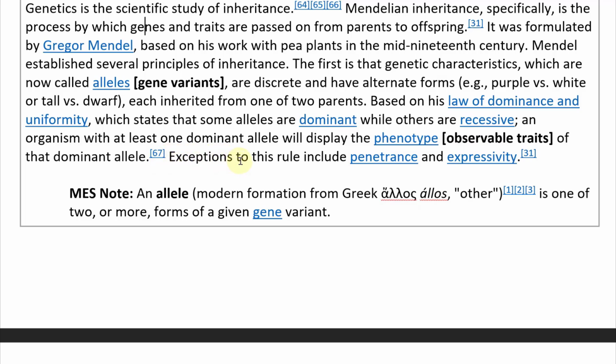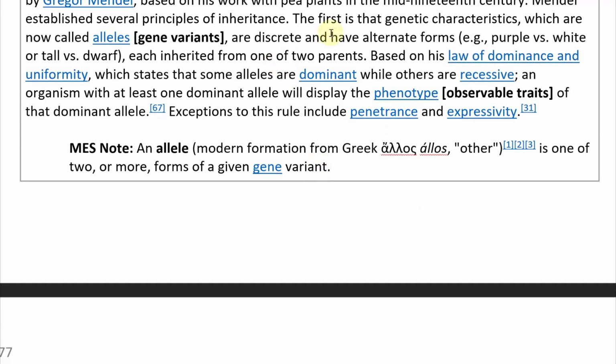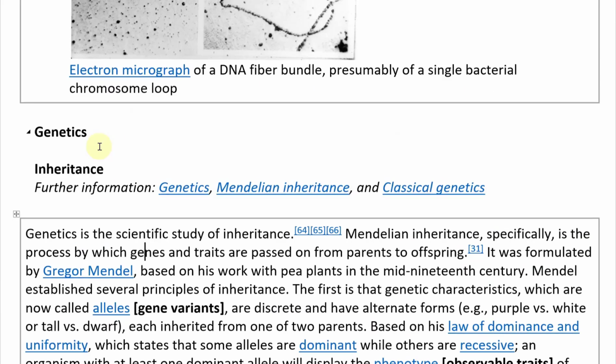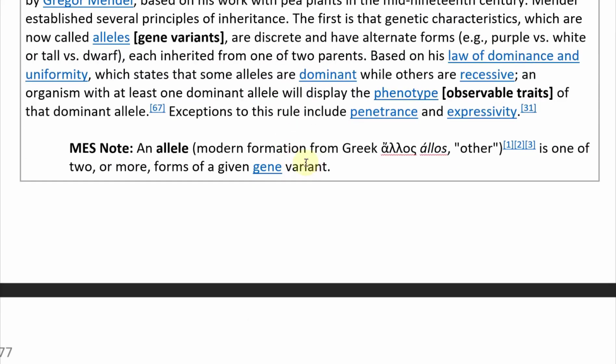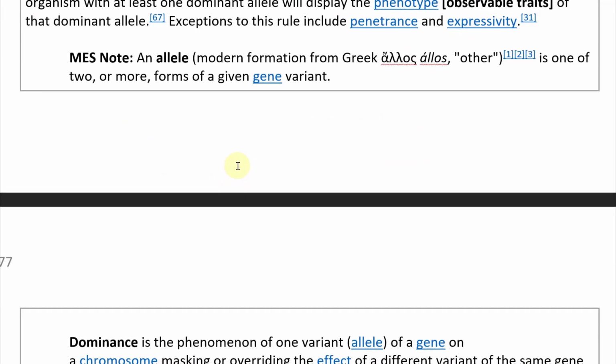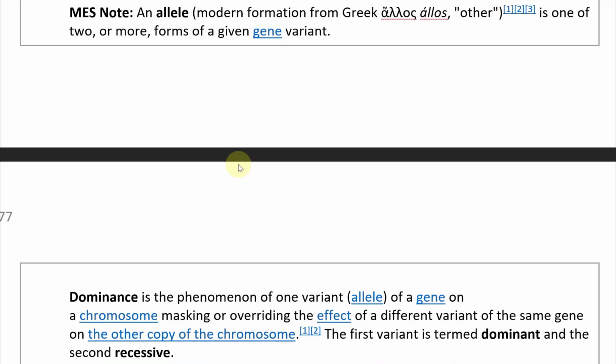Exceptions to this rule include penetrance and expressivity. And now, let me just note, as I already went over allele, we'll go over it again because it is in line with the topic. An allele, a modern formation from the Greek allos, other, is one of two or more forms of a given gene variant.